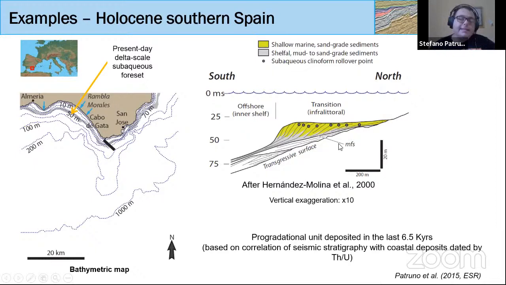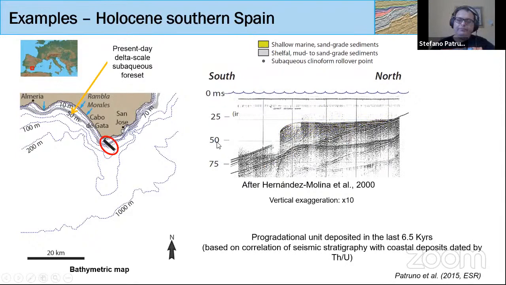Again, the same age worldwide. The beginning of progradation of all these bodies is the same age everywhere, 7,000 to 6,000 years ago, at the end of the early Holocene transgression, our last major transgression event after the Ice Age. And this is what it looks like in seismic.